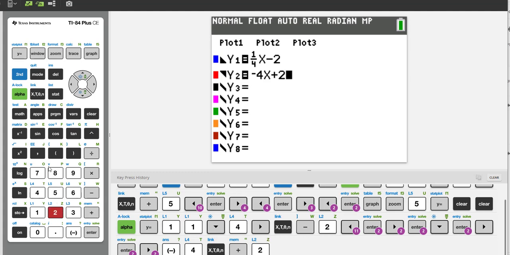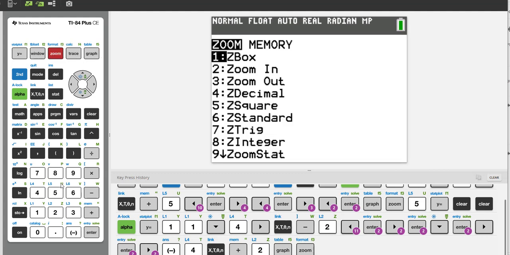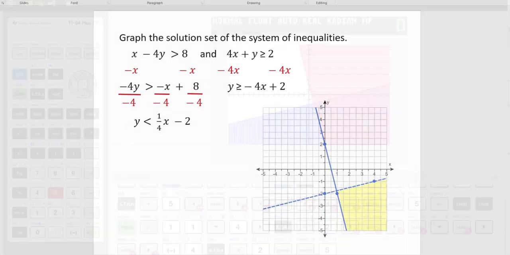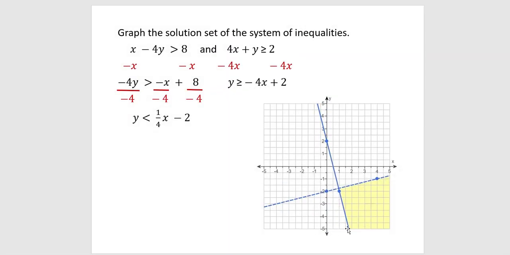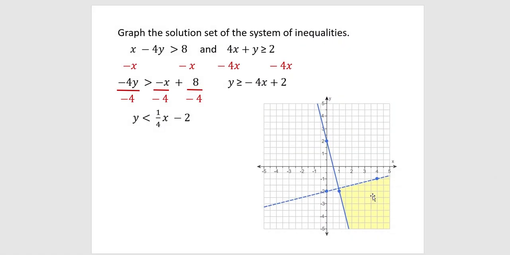Press graph to show the graphs of the linear inequalities. Press zoom 5, Z square, to square our graph to make it look more like the answer shown in the PowerPoint. Our solution set is the part of the graph which is shaded in both the blue and red regions on the TI-84 calculator and shaded in yellow on the PowerPoint.